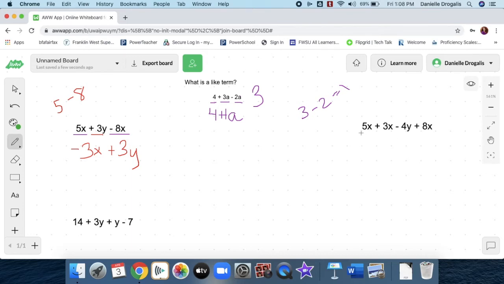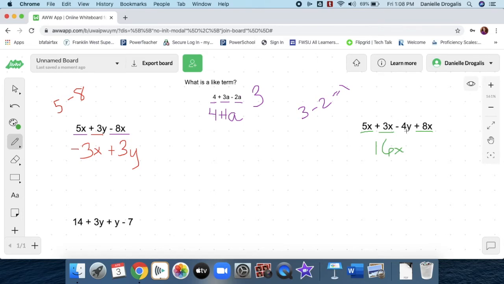So we are going to scan, and I see an x term here, another x term, and another x term. All of those are positive. It's a positive 5, positive 3, positive 8. So we're just adding all that together. So 5 plus 3 is 8, plus another 8 should get us 16 x's, all in one batch.